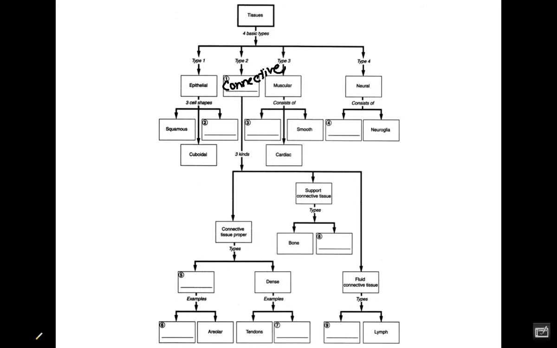Now, if we come down, follow epithelial, we have 3 different shapes of cells in epithelial tissue. We have squamous, we have cuboidal, and we have columnar. Muscular types consist of smooth, cardiac, and we have skeletal here. And then the last one on that row, neural tissue, consists of neuroglia and neurons.